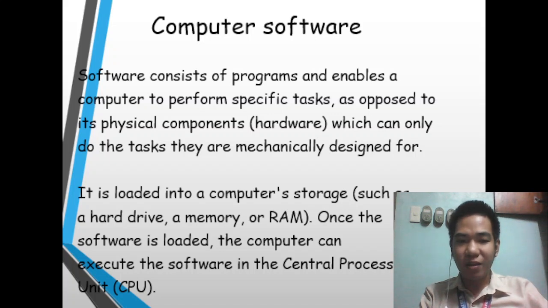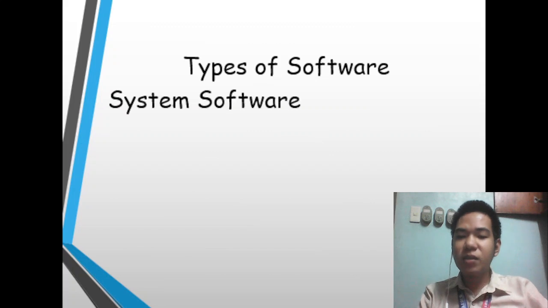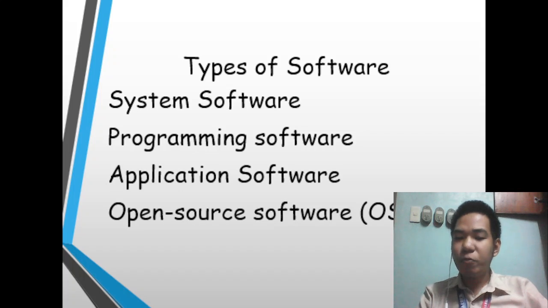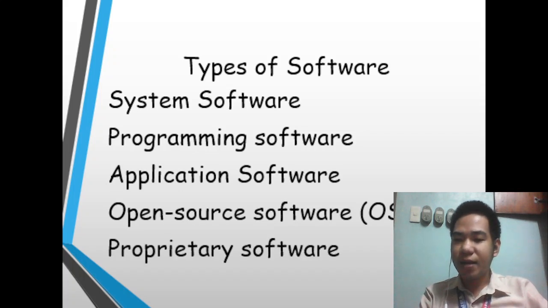Now, computer software is actually considered to be the heart of the operating system. Because without software, we won't be able to use the computer itself, even if there are keyboards, mouses, and so on and so forth running. So there are different types of software here. We have system software, programming software, application software, open source software, and proprietary software.